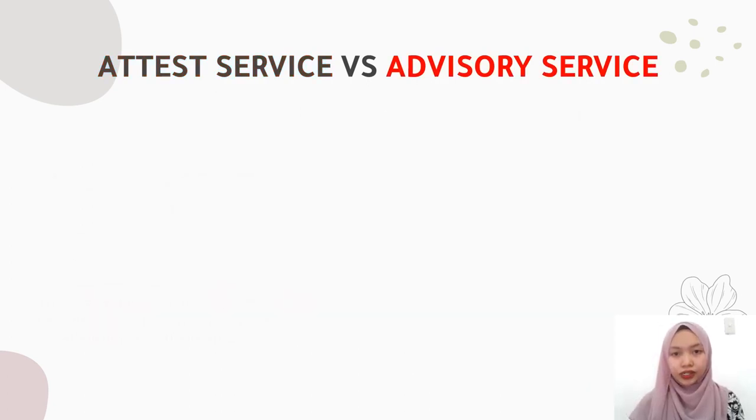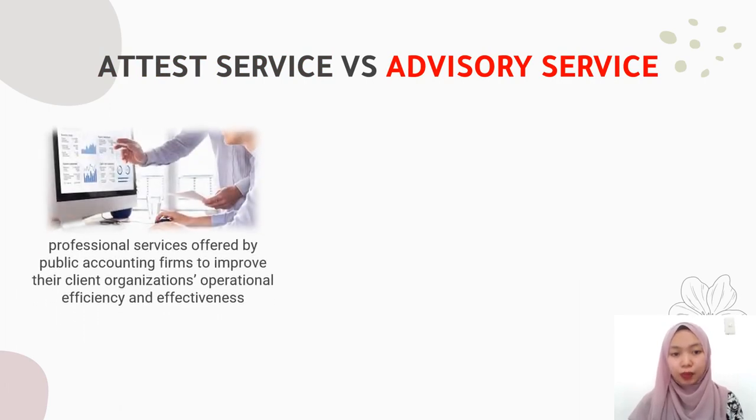Now, in here, advisory services are professional services offered by public accounting firms to improve, take note, their client organization's operational efficiency and effectiveness. For example, from the word itself, advisory services, we have actuarial advice, business advice, fraud investigation services, information system design and implementation, and internal control assessments for compliance with SOX. So before the implementation of the SOX Act, accounting firms could provide advisory services. At the same time, they could provide audit to clients.